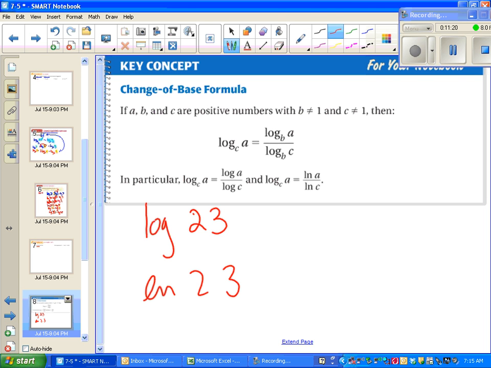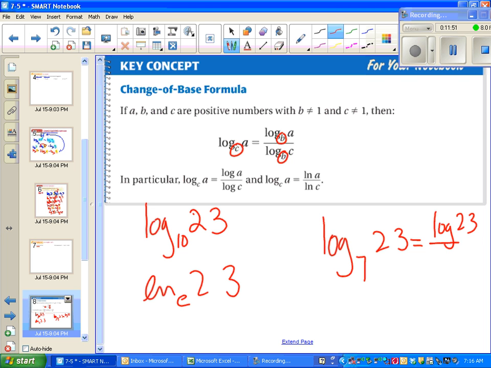Basically what it tells us is, if you have whatever base you want, you can change it to any other base. The bases we like are 10 or e, because our calculator has those buttons. And the way we do that is we create a fraction. We put log base 10 of 23 on top, log base 10 of 7 on the bottom. This we can type in our calculator and get a decimal answer, which really means we now know how to evaluate this in our calculator.